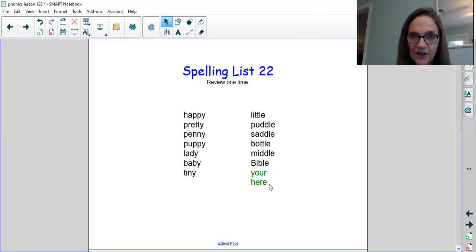Remember to use upstairs, downstairs, basement. You're writing 7 sentences, you're finger spacing between the words, you're underlining the spelling word, you're starting each sentence with a capital and ending it with a period. If you need to use the back, that's fine.